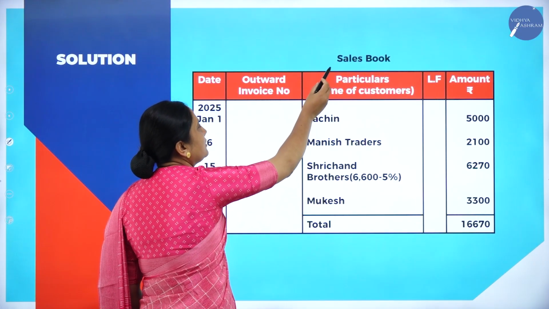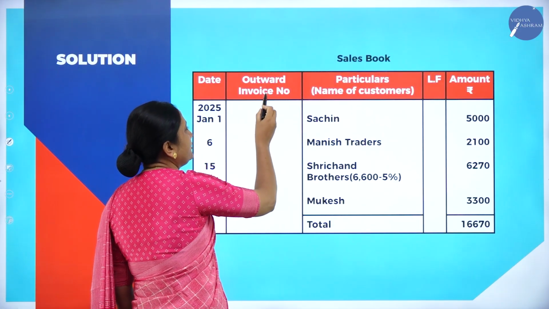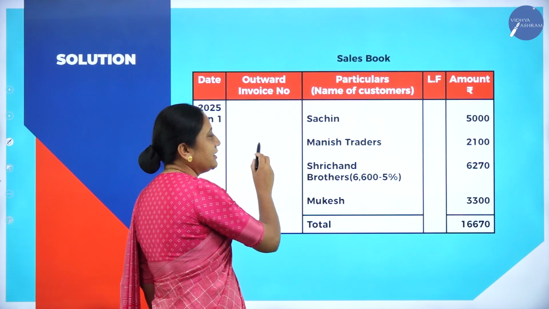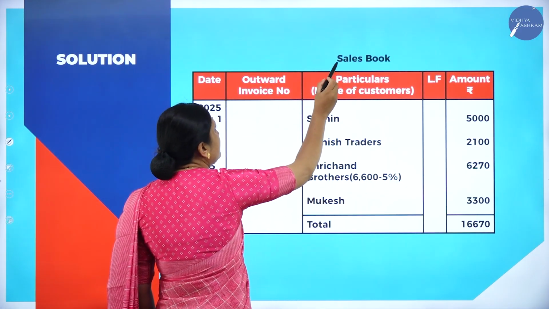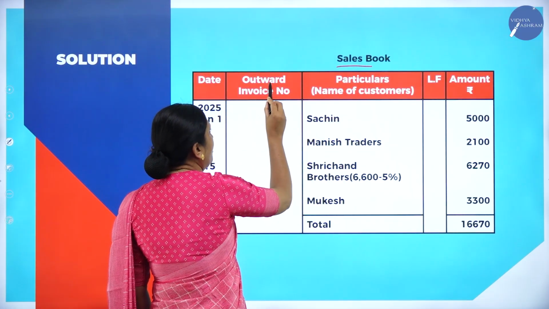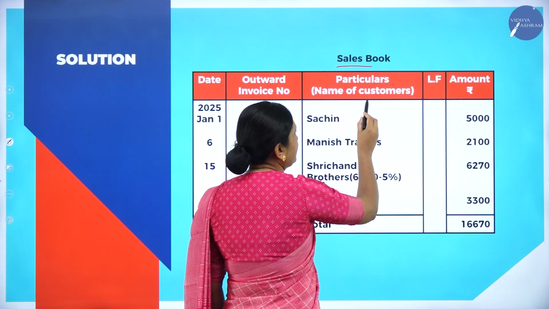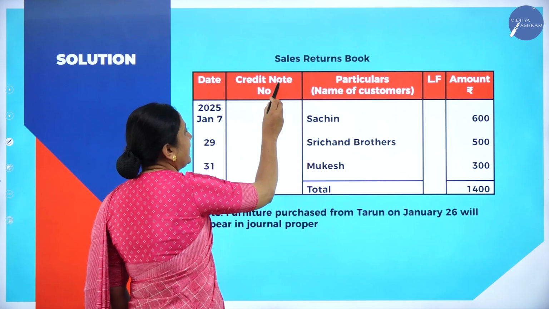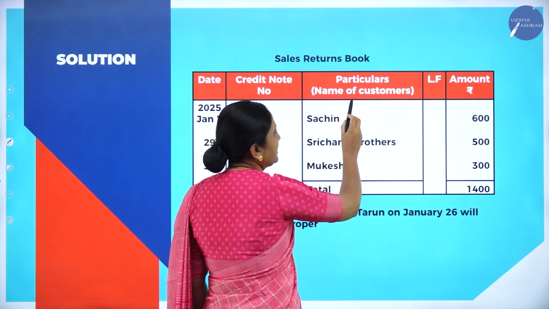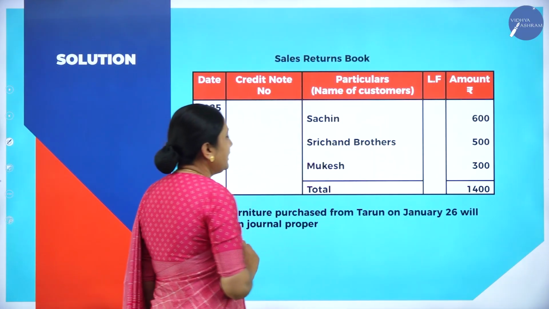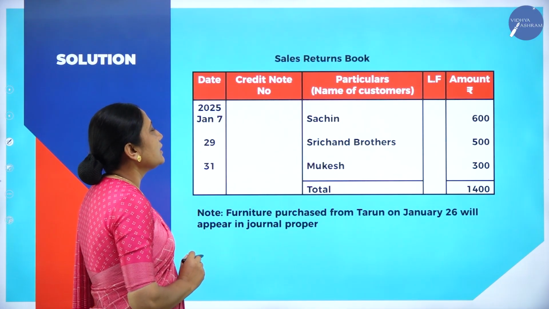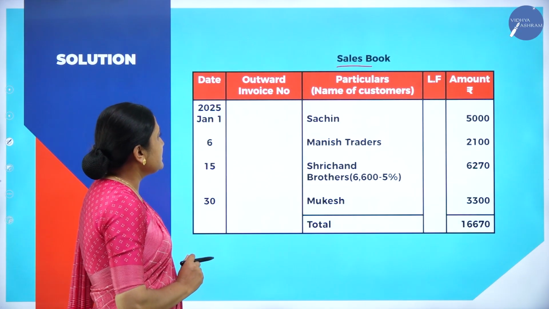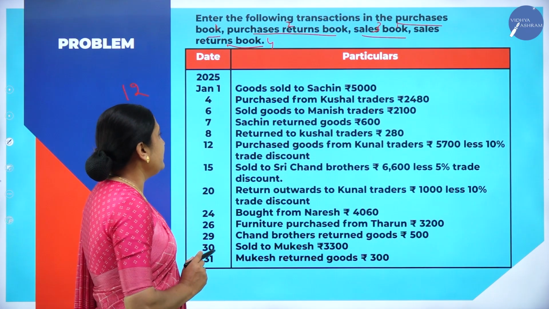Next is the sales book: date will be written, then outward invoice number, the bill number will be recorded here, but in our case it will be blank. This column and the LF column will be blank. Sales book format: date, outward invoice number, particulars, name of the customers, LF, amount in rupees. For sales returns: date, credit note number, particulars, name of the customers, LF, amount in rupees. Like this we have to make the columns and keep the purchases book, purchases returns book, sales book and also the sales returns book. Now let us see the transactions and we will record them one by one.